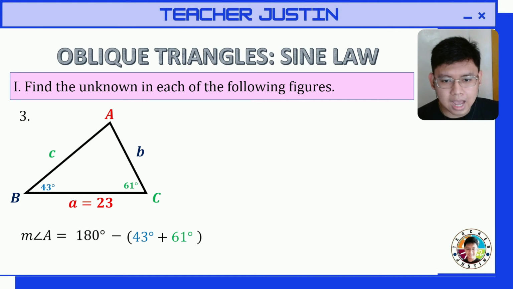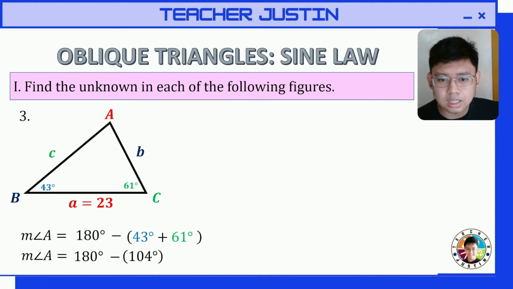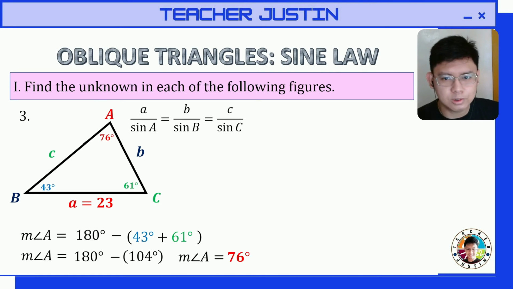So, let's add 43 and 61 degrees. That will give us 180 minus 104 degrees. 180 degrees minus 104, that will give us the measurement of angle A, which is equal to 76 degrees. So, lagay natin dito sa ating angle A, which is 76 degrees. Okay? Then, pag nakompleto na yung ating interior angles, let's use our sine law. So the sine law formula is A over sine A is equal to B over sine B is equal to C over sine C.